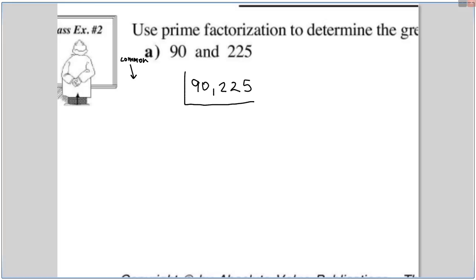So 90 and 225. What do we always start with? The lowest primes. Are they both even? Are they both odd? So we got to skip 2 and 3. We got to jump into 5. Why 5? Because it ends in 0 or 5. For sure 5 works. If it ends in a 0 or 5, 5 works, like 5, 10, 15, 20. It's always 5 or 0. Divide each of them by 5, you get 18 and 45.